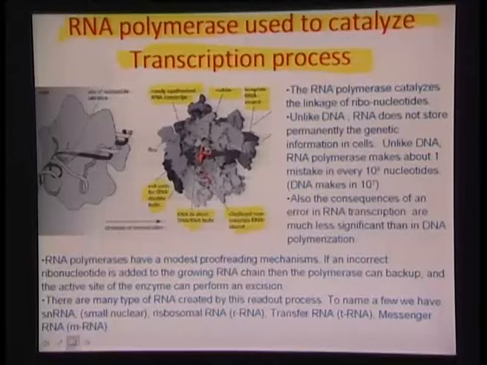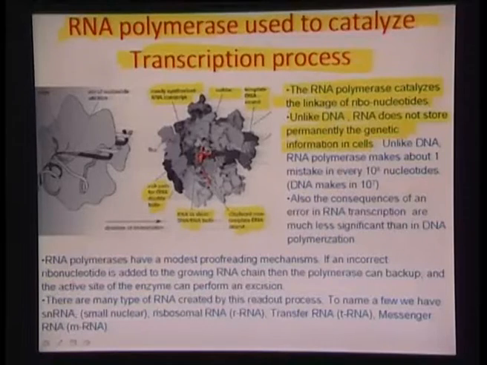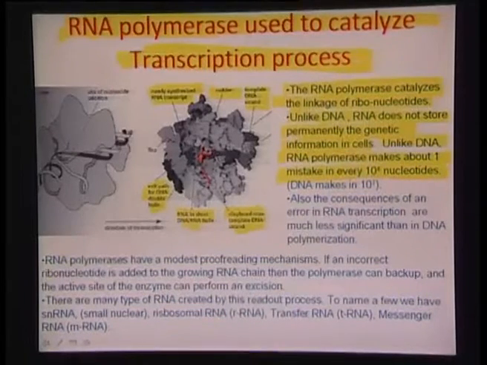So the RNA polymerase catalyzes the linkage of ribonucleotides. Unlike DNA, RNA does not permanently store the genetic information in cells. Some characteristics of the RNA polymerase first have to be evaluated for understanding how it will do this transcription work. Unlike DNA polymerase, RNA polymerase makes about 1 mistake in every 10 to the power 4 nucleotides while doing this. For DNA it is about 1 in 10 to the power 9.